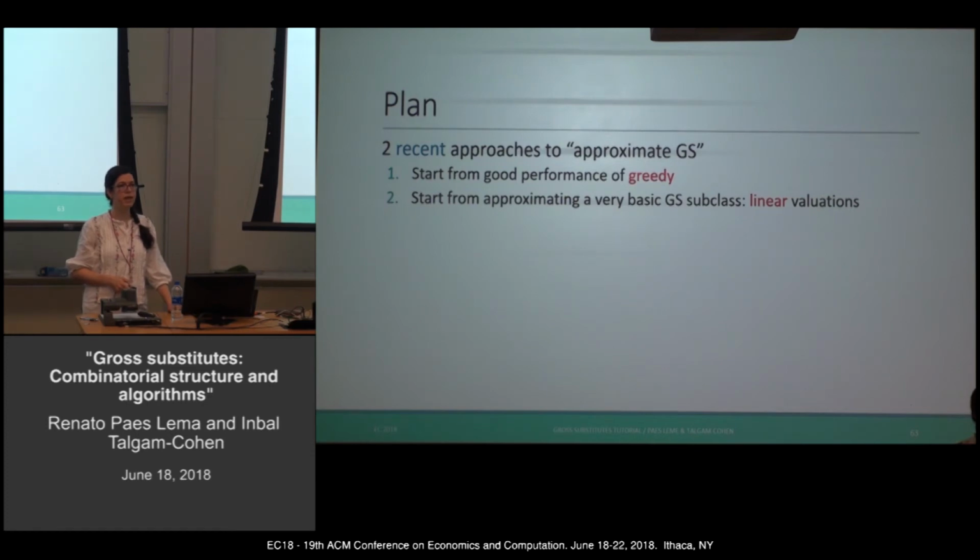Okay, so my plan is to show you two approaches to defining approximate GS. This is really recent work, and you'll see it doesn't close the question. So it's a starting point for further research. The first approach is very natural. I think it's kind of what Renato was saying in the first part. You focus on the fact that greedy works well, and you ask for what evaluations, or for what combinatorial structure, does greedy provably get me 95% of the optimal value.